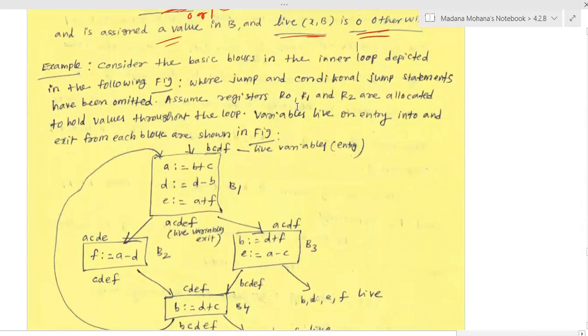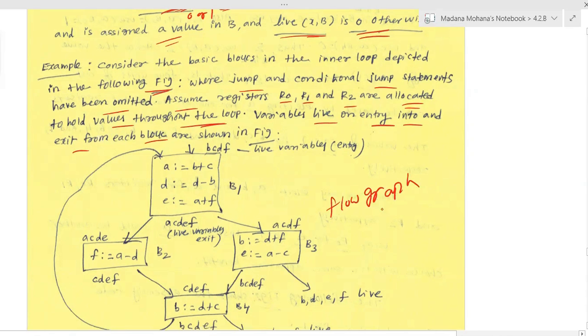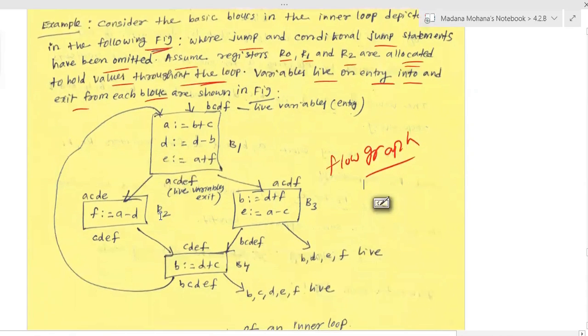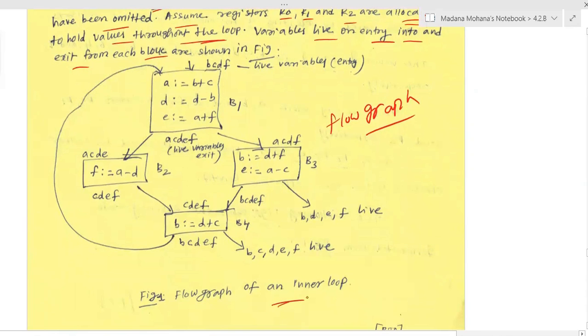Consider the basic block in the inner loop depicted in the following figure, where jump and conditional jump statements have been omitted. Assume registers R0, R1, R2 are allocated to hold values throughout the loop. Variables live on entry into and exit from each block are shown below. Here you can see for each and every basic block, this is one flow graph with inner loop.